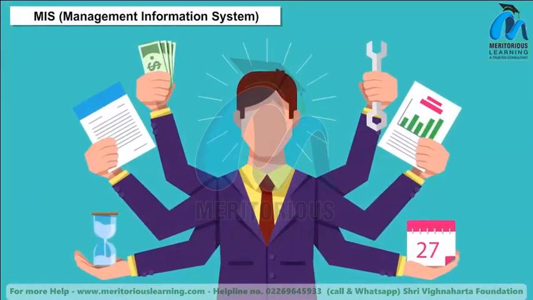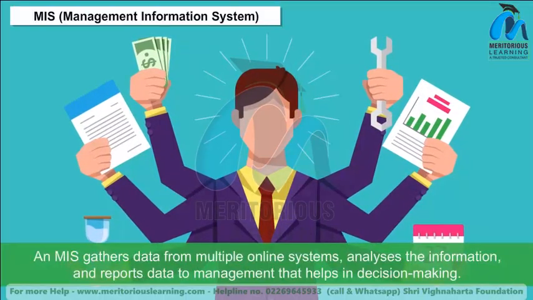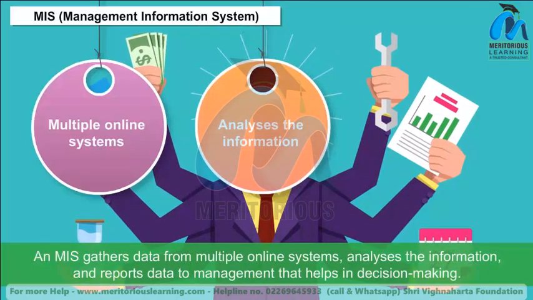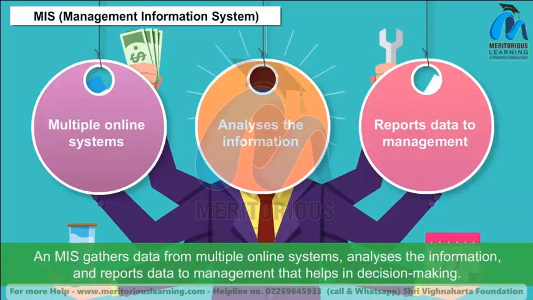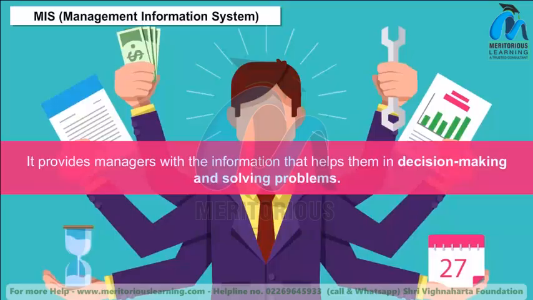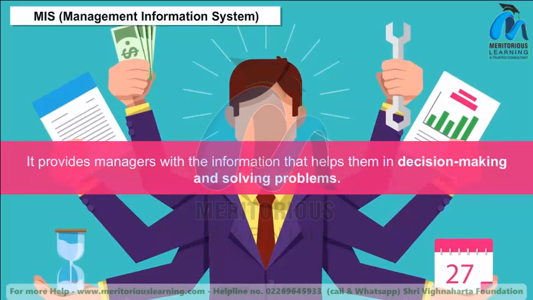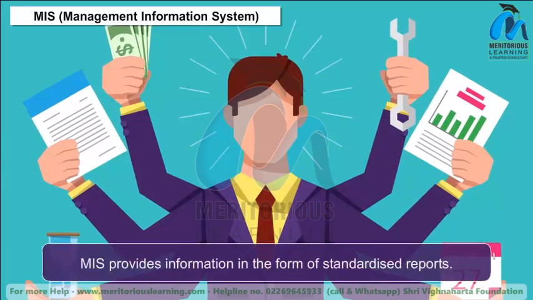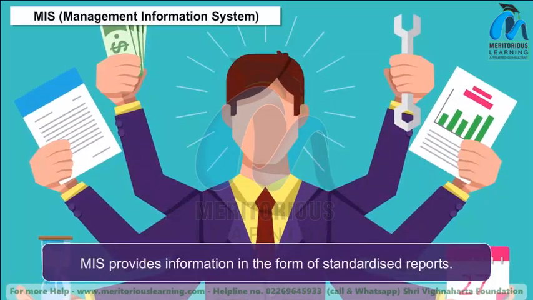MIS, Management Information System. An MIS gathers data from multiple online systems, analyzes the information, and reports data to management that helps in decision making. It provides managers with the information that helps them in decision making and solving problems. MIS provides information in the form of standardized reports.